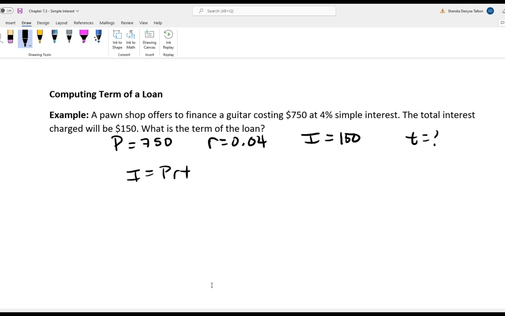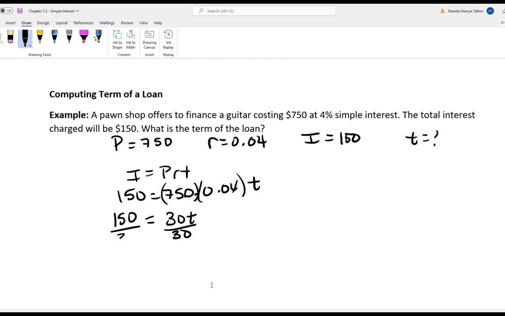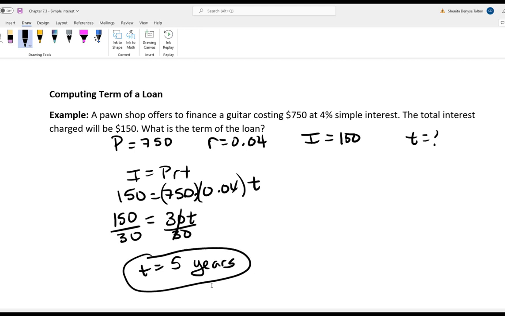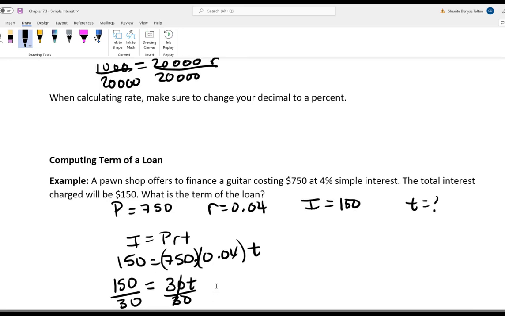So we're going to plug everything back in. I'm going to put this in parentheses. And we are trying to figure out T. I'm going to take 750 and times it by 0.04. I get 30. So that's 30T. To get T by itself, I'll divide everything by 30. 150 divided by 30 is 5. So this is in years. So the term of the loan is 5 years. That's the end of this lecture.